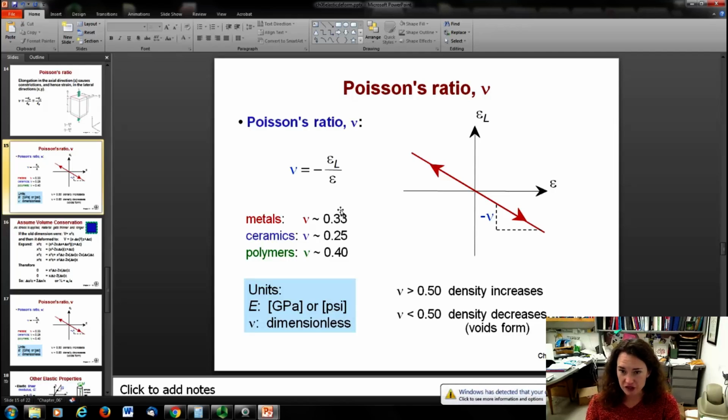Now the threshold value here is about 0.5. If your Poisson ratio is greater than 0.5, then that means your density increases. Now you can see that typically that's not what happens for these materials. Metals, ceramics, and polymers have Poisson ratios that are less than a half, okay? And what that means is if your Poisson ratio is less than a half, then that means that your density decreases. Basically what that means is that you're getting voids within your material, okay? You're creating voids. Now why a half? Why would a half be that threshold value here?